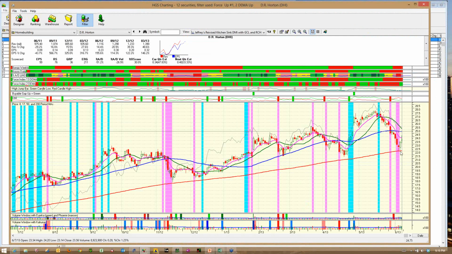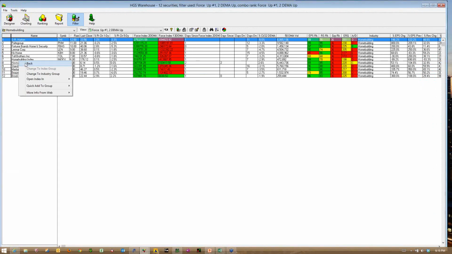D.R. Horton pulls back almost exactly to the 200, tests it on Thursday, opens up on Friday with a doji close, which I have to wait and see what it does on Monday, but this is one that consistently outperforms its estimates, and the softness was simple: rising interest rates, lower home sale numbers. If you sell less homes, the home builders make less money.